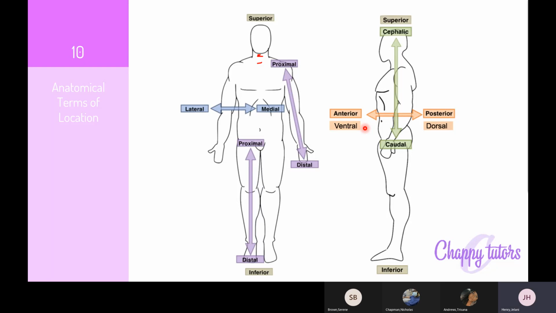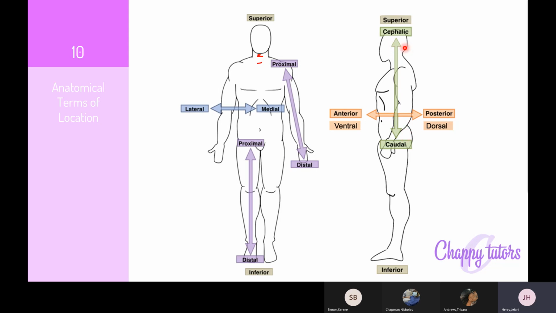Right now we have anterior and posterior. As I said before, anterior, which is synonymous for ventral, refers to the front, and posterior refers to the back or dorsal. All right.